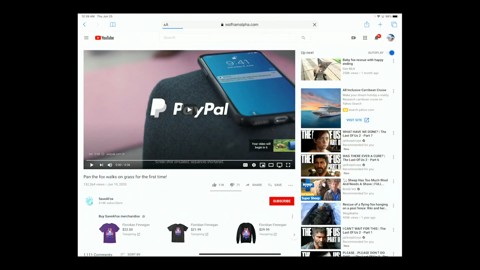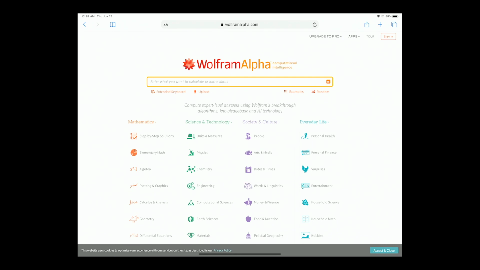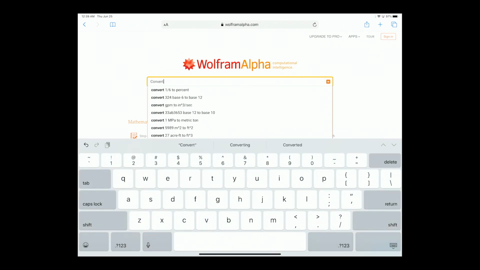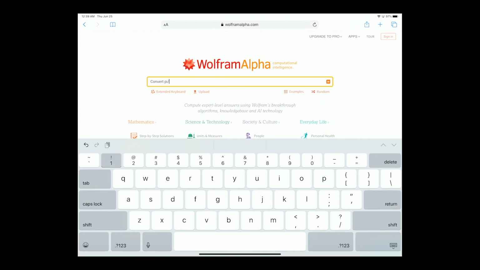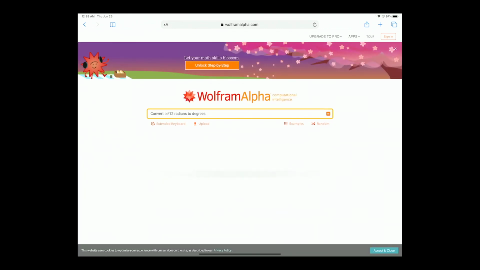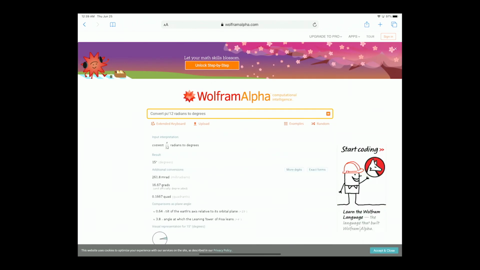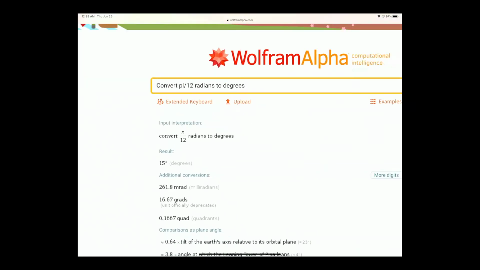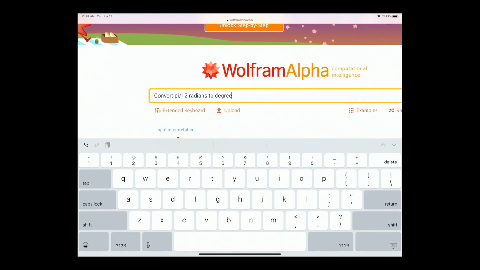Okay. So here's a site that you may or may not be familiar with. It's a good site for any kind of math stuff that you're trying to do. So one of the nice things is you can say, convert pi over 12 radians to degrees. You can just ask for it, hit enter, and it'll do it right there for you. 15 degrees. That's nice. And of course it can do it the other way.